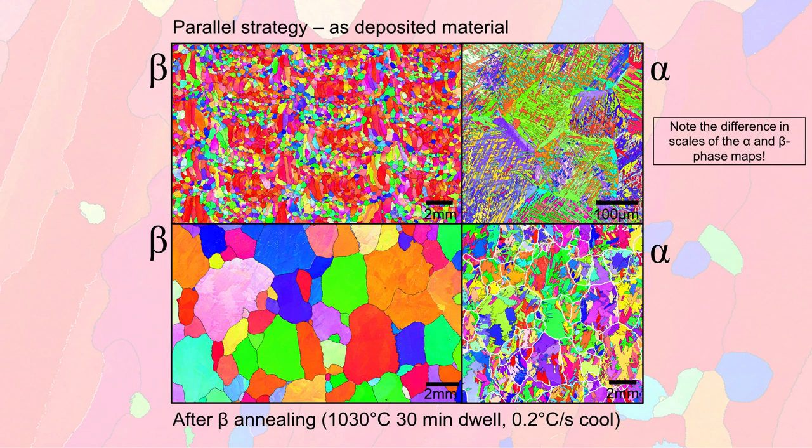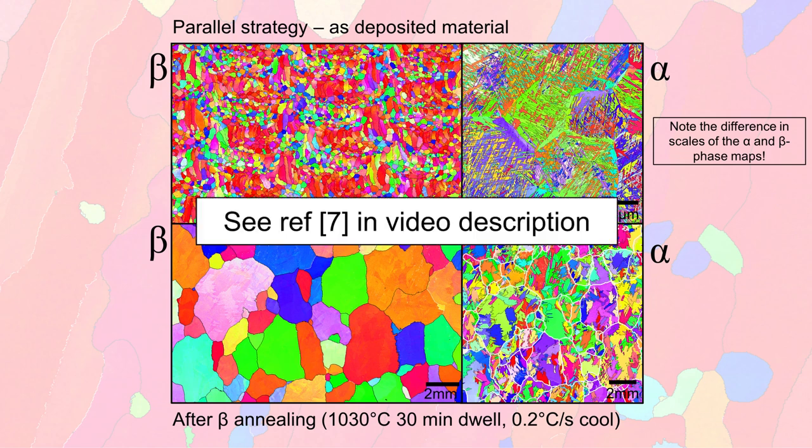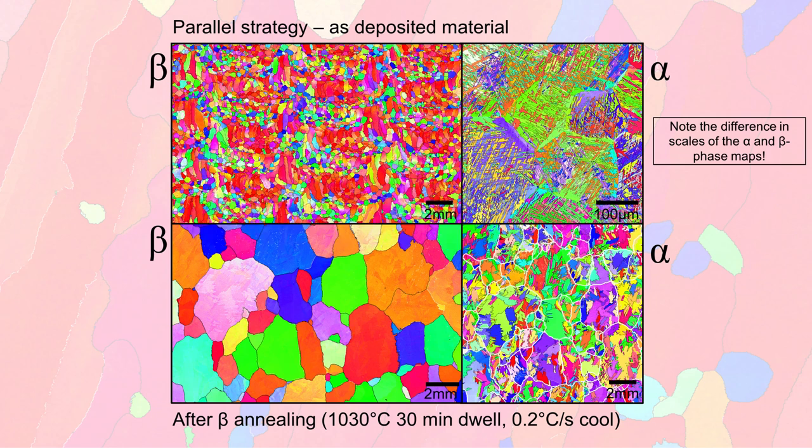Since many conventionally produced wrought Ti64 products have coarse single-variant alpha lamella colony structures, which have high damage tolerance in aerospace applications, we cooled the beta-annealed X-beam 3D printed samples slowly down through the beta transus to replicate such a microstructure. The top EBSD maps show the reconstructed beta and alpha phases in the as-deposited X-beam Ti64 material.